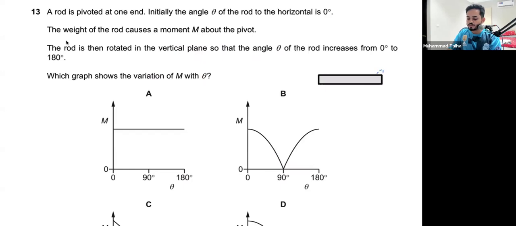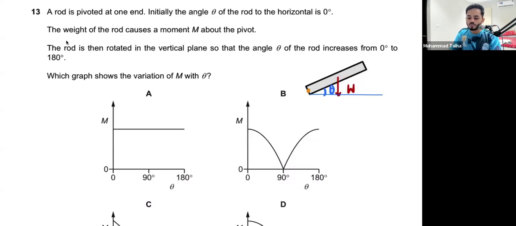This being the rod. So let's tilt this to show the angle. And it's pivoted at one end. Let's say it's pivoted from here, right? This is the pivot. So with this pivot, the weight of the rod itself causes a moment. This is the weight. So let's make a larger arrow. So this is the weight. And the angle with the horizontal, which would obviously be this one, this is theta. Now, if this is theta, then this would be 90 minus theta, and then this angle would be theta again.